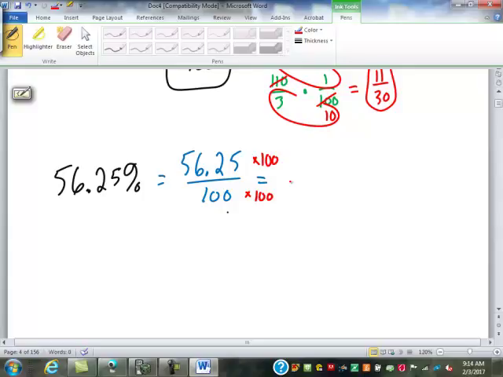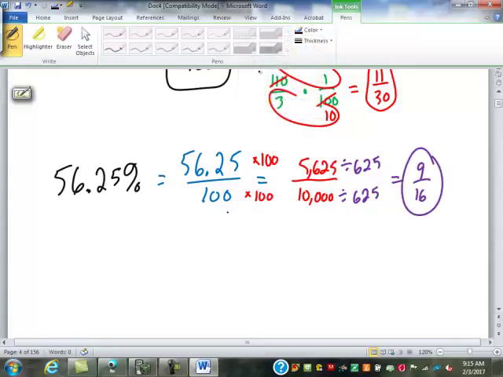So I multiply the top and bottom by 100. 56.25 times 100 is 5,625. 100 times 100 is 10,000. Now the real chore here becomes reducing it. You probably see that that's both divisible by 5. You might see they're both divisible by 25. I'm going to save us a little time. They're both divisible by 625. Gives us 9/16.